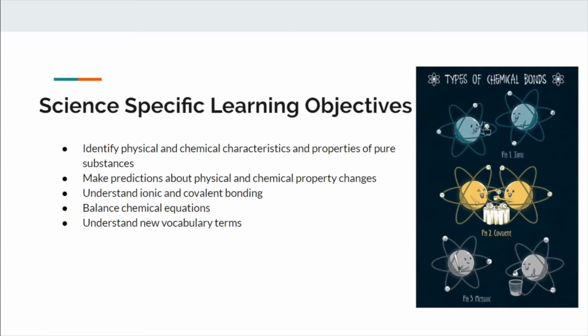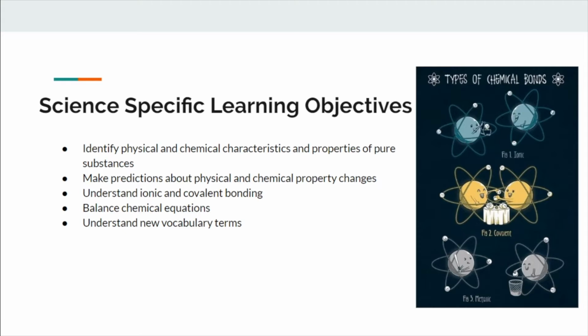The specific learning objectives that the students will work towards encompass those national and state standards. The students will be able to identify physical and chemical properties of pure substances. They will also be able to craft predictions about physical and chemical properties, changes of matter. The students will also explore ionic and covalent bonding and chemical reactions, and they will also learn how to balance those chemical reactions based on the law of the conservation of mass.